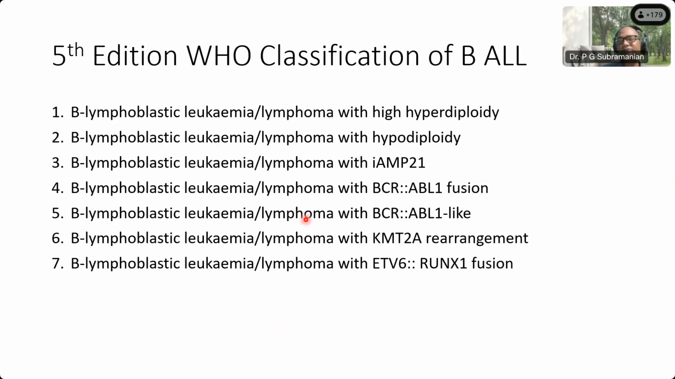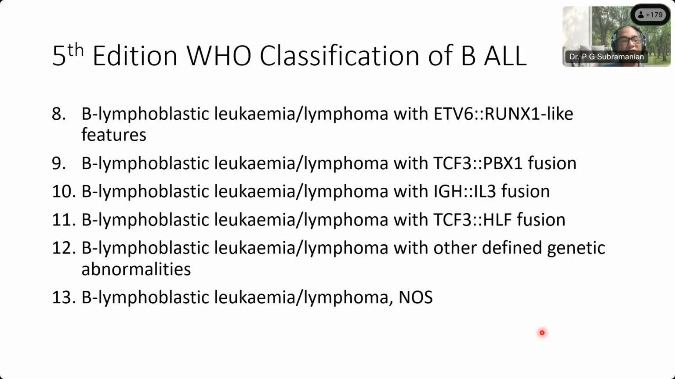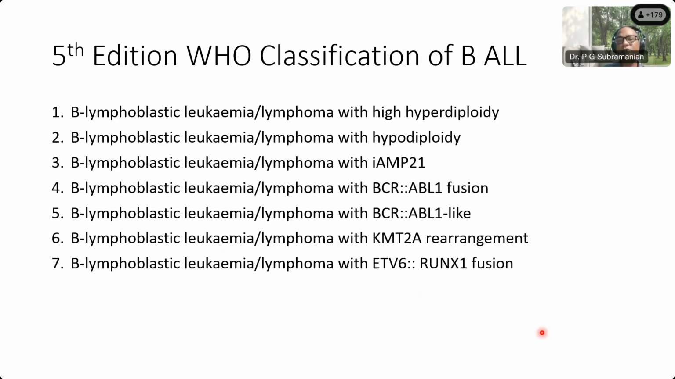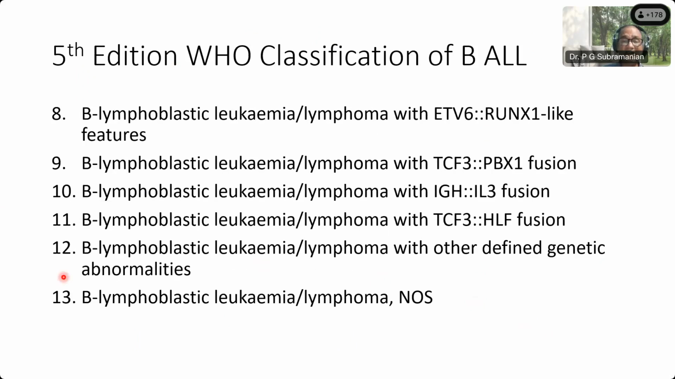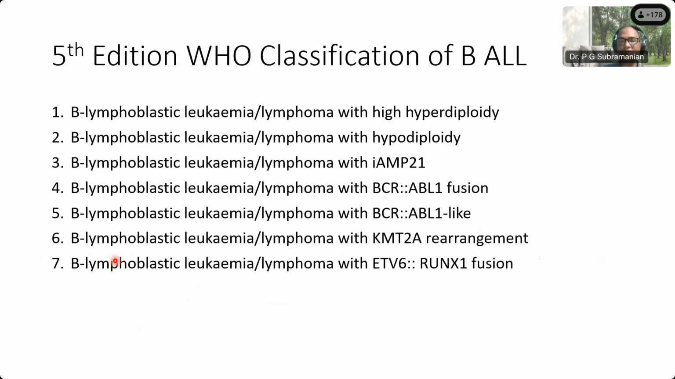So this is the 5th edition classification. You generally have around 13 types of B-ALL. And you have this NOS, the 12th one, which is other defined abnormalities, and this has another 7 in it. So it will be easily 20-21 types which are currently classified. This KMT2A rearrangement comes in there.